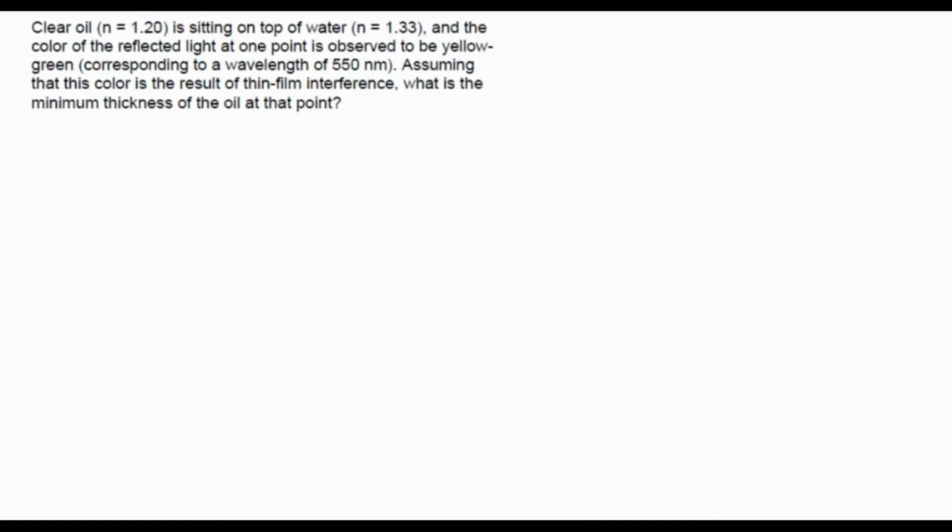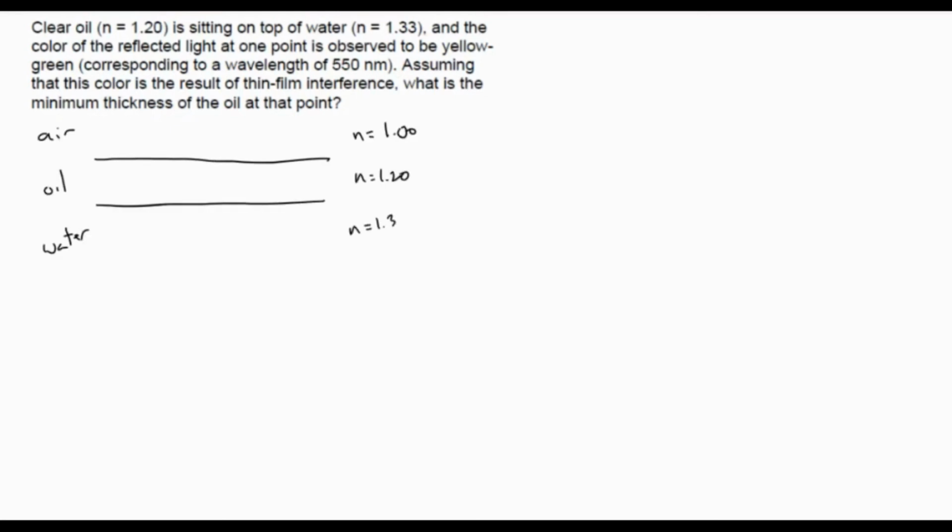point we notice yellow-green light corresponding to 550 nanometers because of constructive thin film interference. Let's figure out our materials and label our indices of refraction. We've got air, and then oil, and then water. That's 1, 1.2, and 1.33. From here, let's figure out our phase changes.